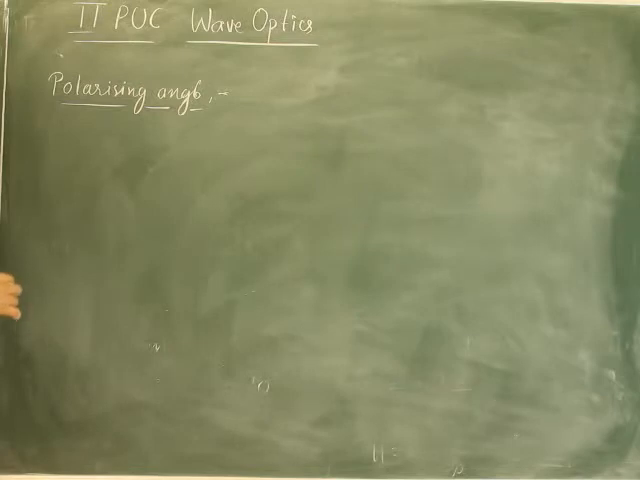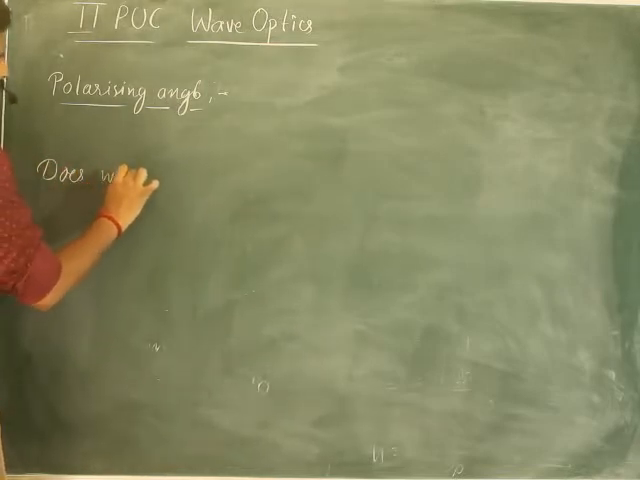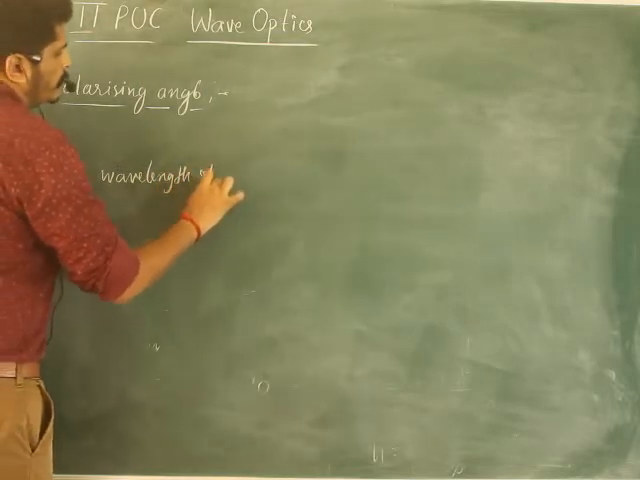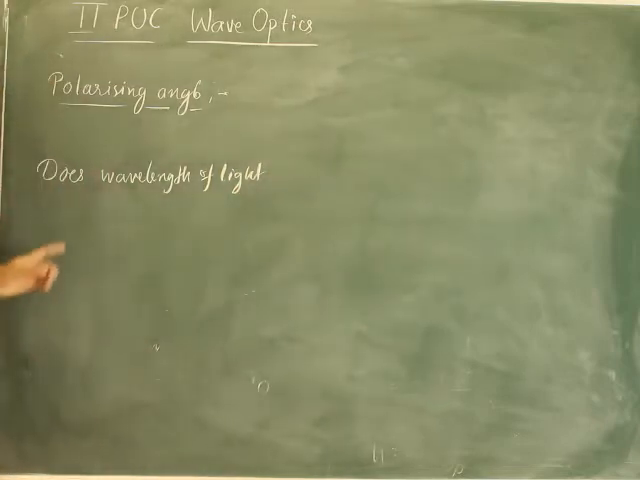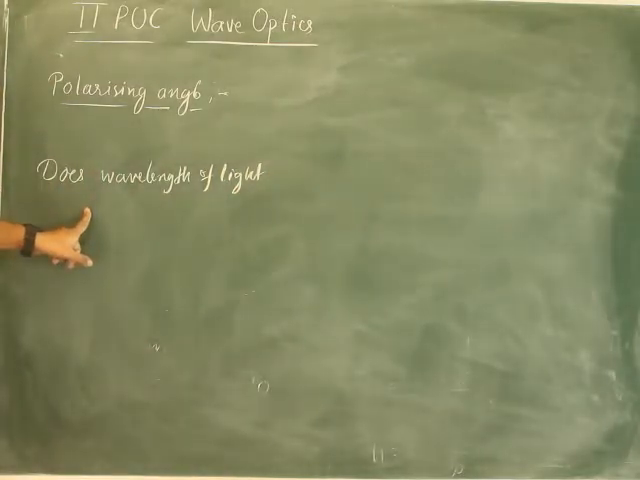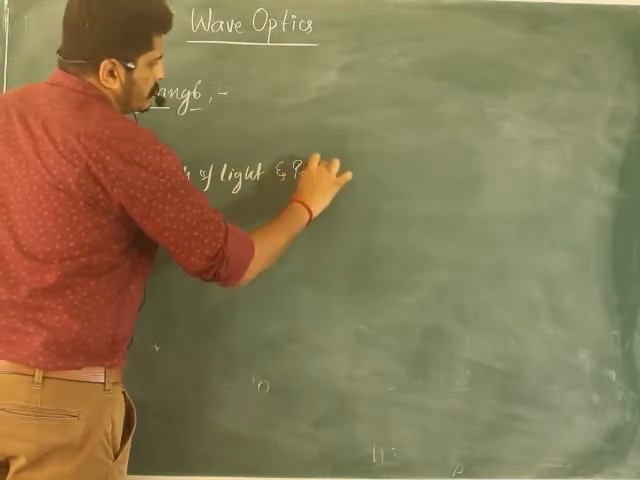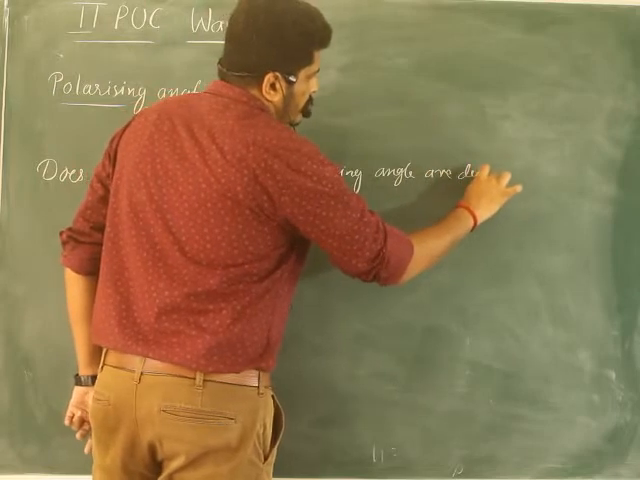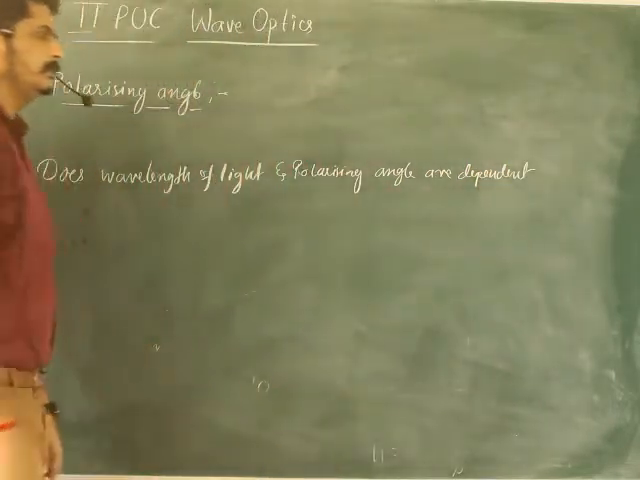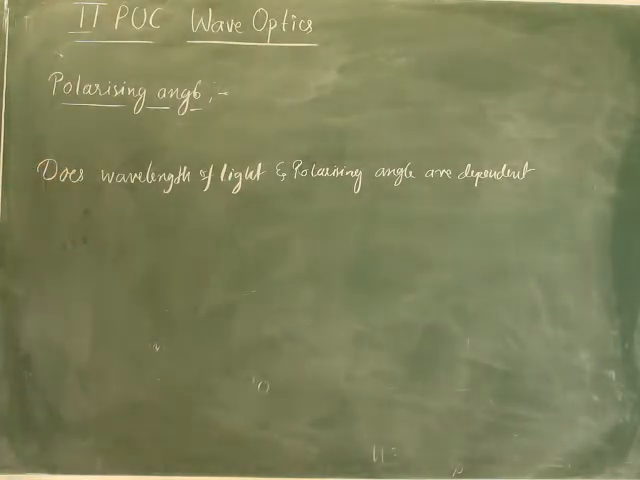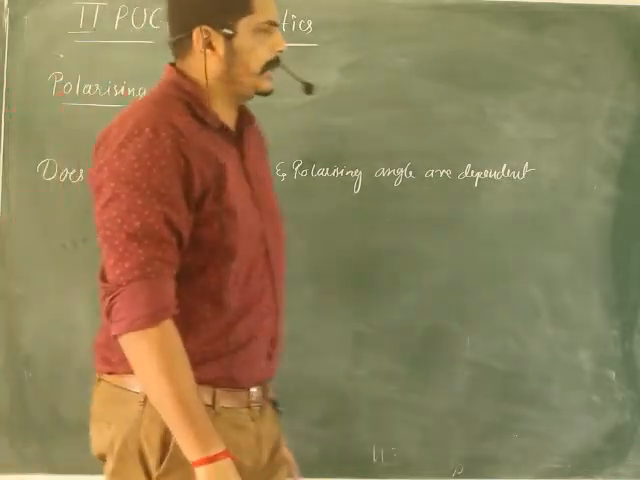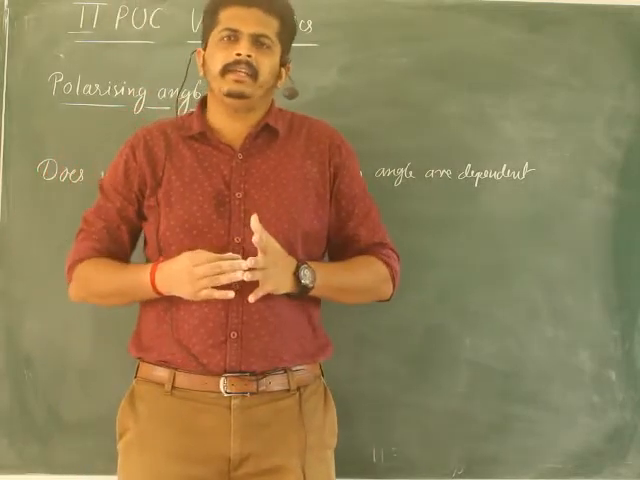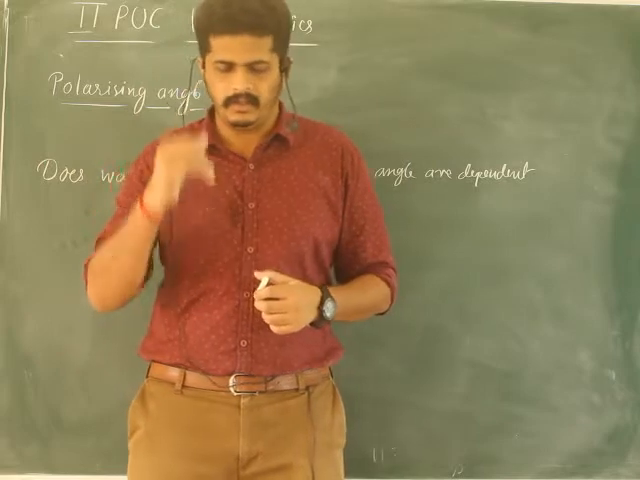Next, one more question. It's a general knowledge question. Okay, you can take down. Does wavelength of light and polarizing angle depend on each other? Particular question, okay. That means whether it has got any relation between them. Here we don't discuss it experimentally or with any derivations. Okay, answer I will tell you.